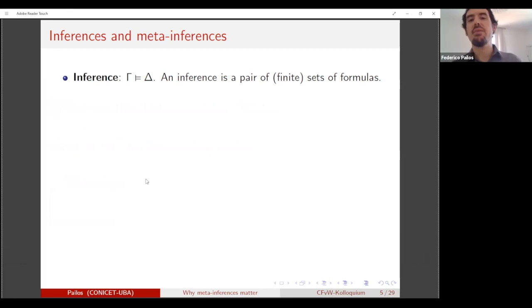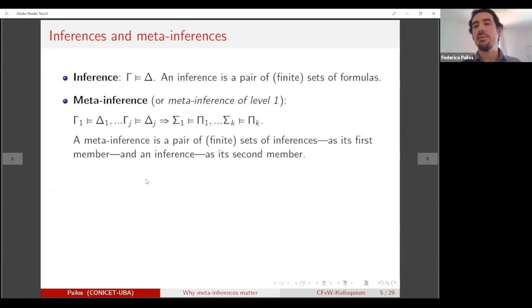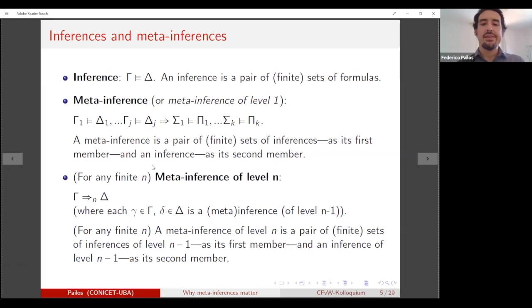So, what are metainferences? By inference, I just mean a pair of sets of formulas. The gammas are the premises, the deltas are the conclusions, and a metainference is just like an inference, but instead of relating sets of formulas, it relates sets of inferences themselves. So the premises of a metainference are inferences, and the conclusions are inferences also. And of course, this notion can be extended at least to every finite level. So a metainference of level n for every finite n is just an inference that relates metainferences of level n-1 as premises and metainferences of level n-1 as conclusions.